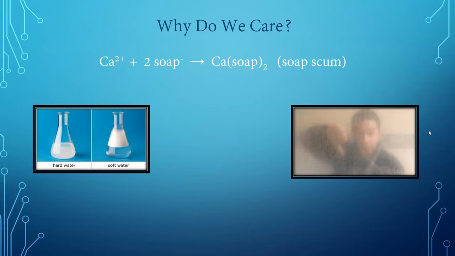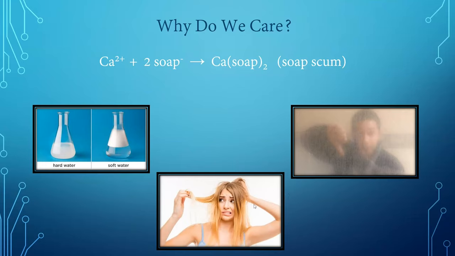If you've ever looked at your shower and you have that sort of hazy white layer in there that you can't see through very well, that's soap scum. The soap from your shampoo and your body wash and whatever reacts with the calcium in the water, ends up spraying and splattering on the side of the shower and slowly coats it. And of course, if you're in the shower or you're washing your hair in the sink, you're going to end up with soap scum in your hair.